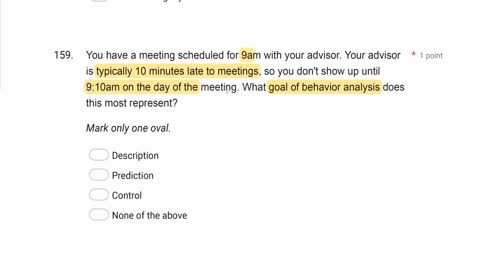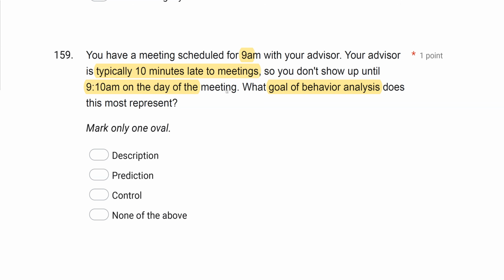We've drawn a correlation between meeting times and your advisor being late. And so you say, well, I am going to predict that I don't have to show up until 9:10 a.m. There's a correlation between start time and how late your advisor is, and you've used that to predict what you can do. Now, what is control? Well, control is actual experimentation. We have control over the behavior. We're not experimenting on anything here. We're not trying to manipulate the advisor's behavior. We're not trying to gain functional control or experimental control over anything.